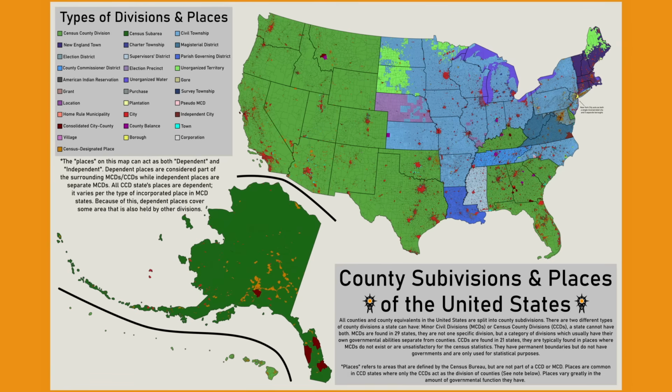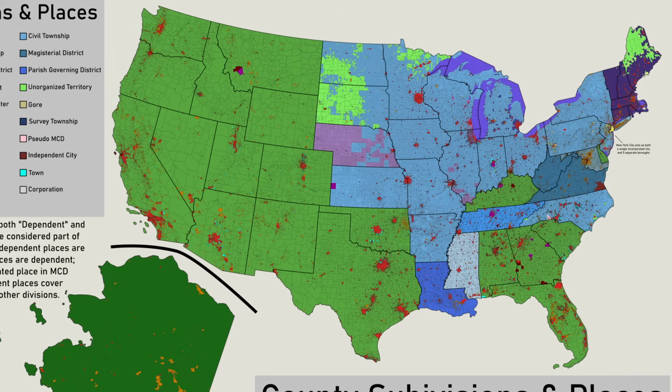So this brings in this map I made. This shows each county subdivision and place as a separate color, so you can see this complicated situation. But before we cover each type of division on this chart, let's begin by defining some terms.